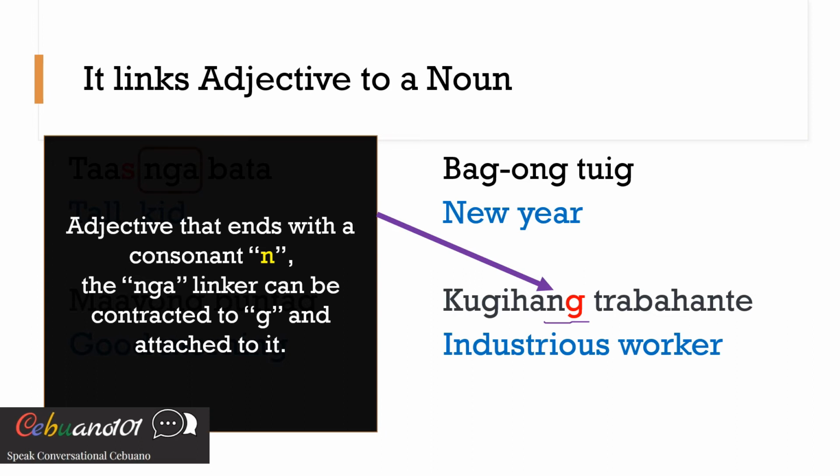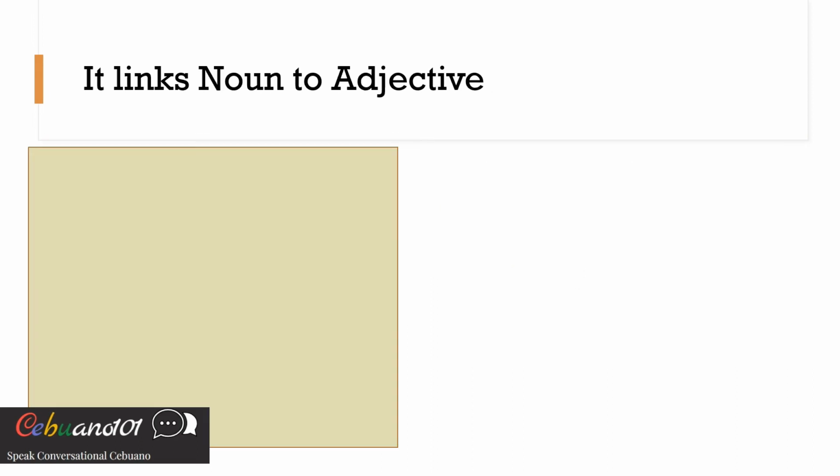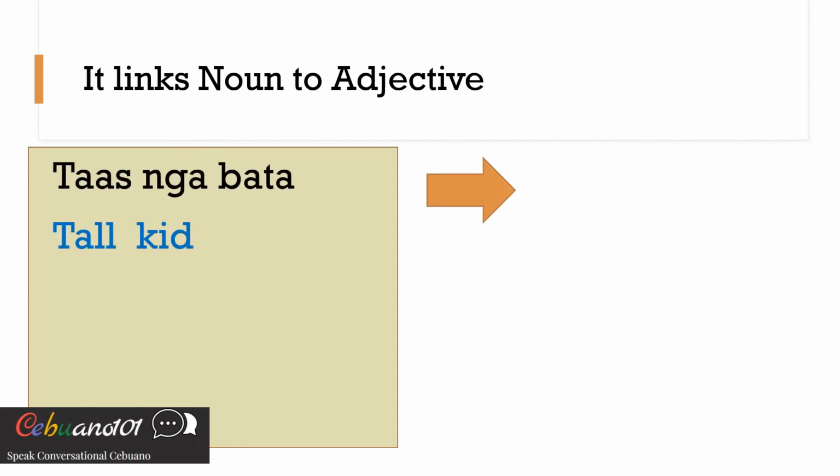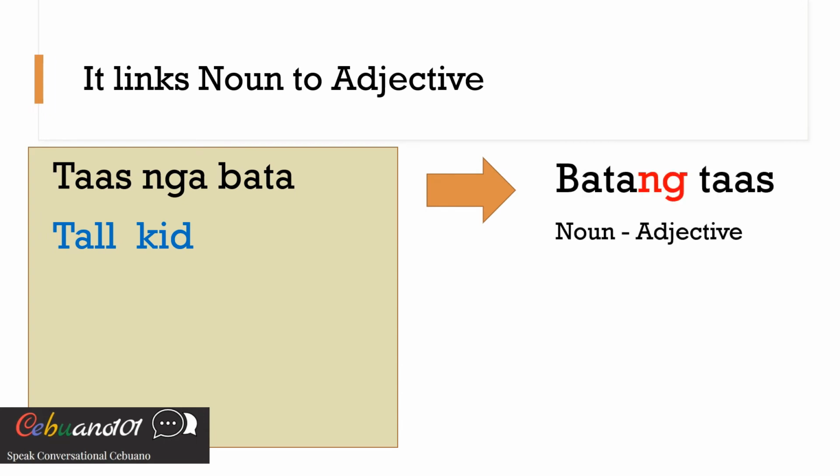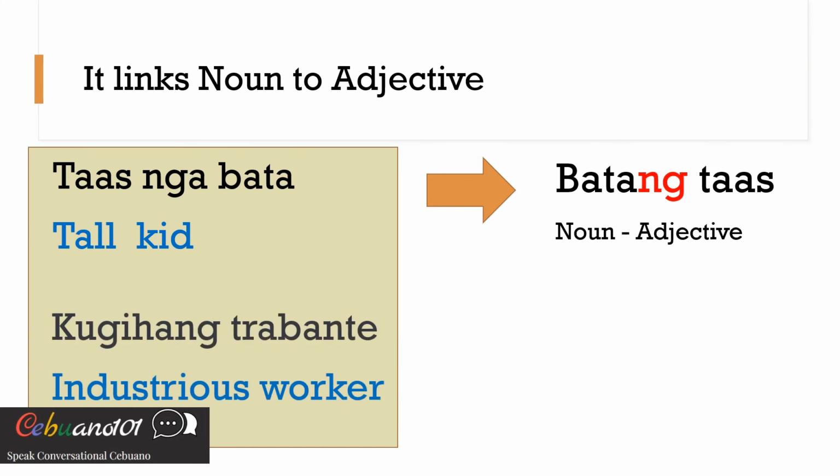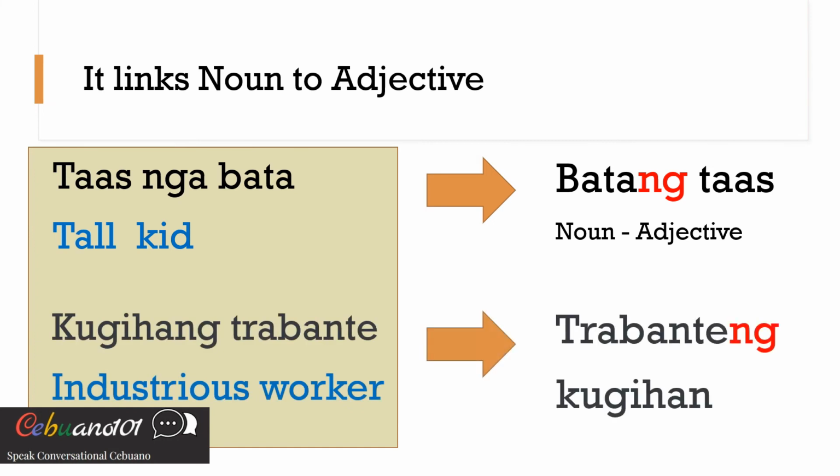Now, next one. It also links the noun to adjective. For example, we have our original example here. Taas nga bata. That means tall kid. We can actually rephrase this to batang taas. Another example, kugihang trabahante. We can say trabahanteng kugihan.